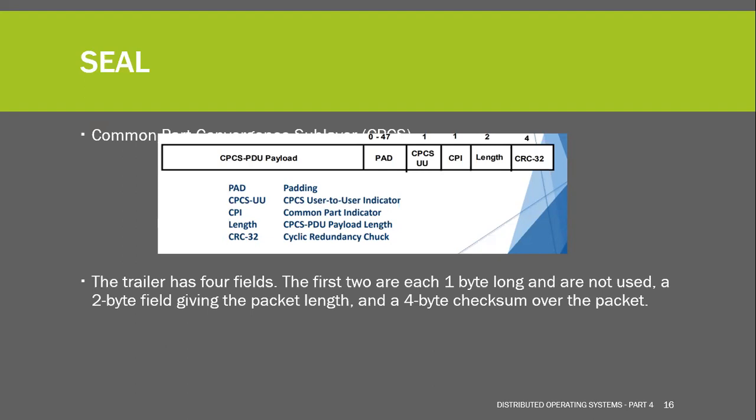With the SEAL, the destination just assembles incoming cells for each virtual circuit until it finds one with the end-of-packet bit set. Then it extracts and processes the trailer. The trailer has 4 fields. The first 2 are each 1 byte long and are not used. Then comes a 2-byte field giving the packet length and a 4-byte checksum over the packet, padding and trailer.